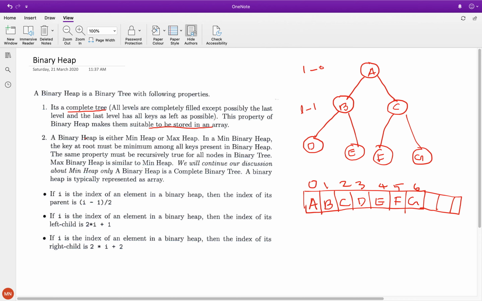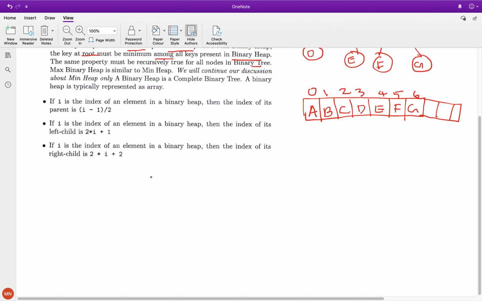Now a binary heap, I'm going to look at the next point. A binary heap is either a min heap or a max heap. In a min heap, the key at the root must be minimum among all the keys present in the entire binary heap. The same property must be recursively true for all nodes in the binary tree or in the binary heap, to be specific. And max heap is similar to min heap. So we can actually have two kinds of heaps. One is min heap, another one is max heap. So I will quickly look at what this actually is all about. So if you have a min heap, so first discussing min heap.